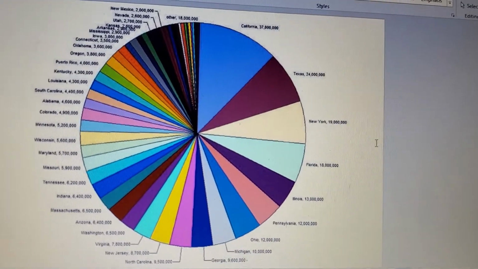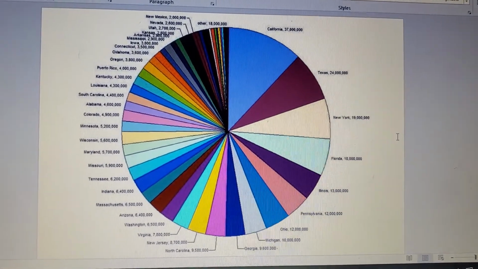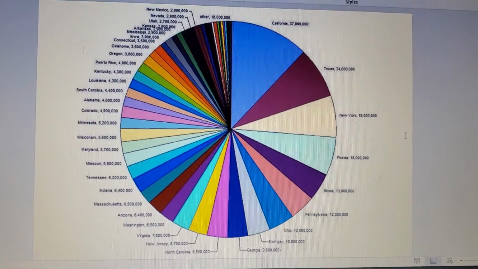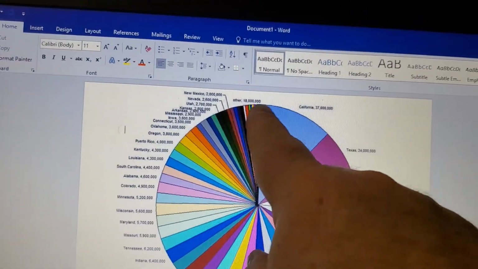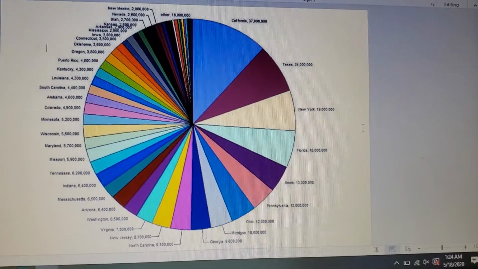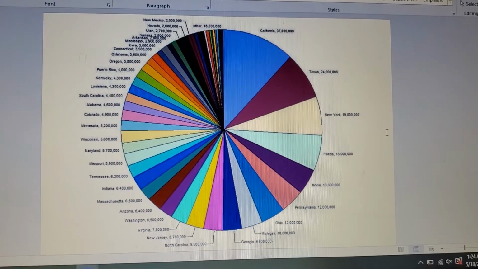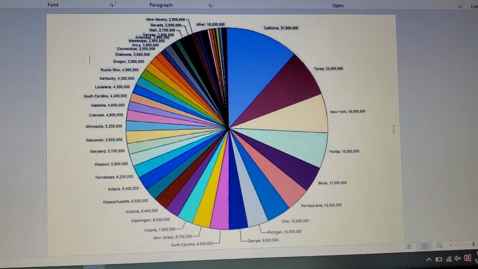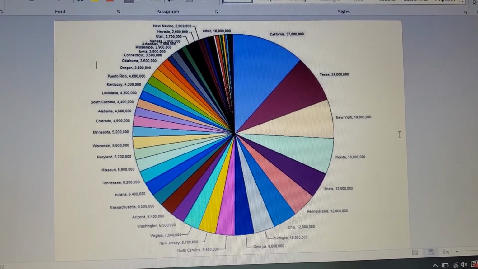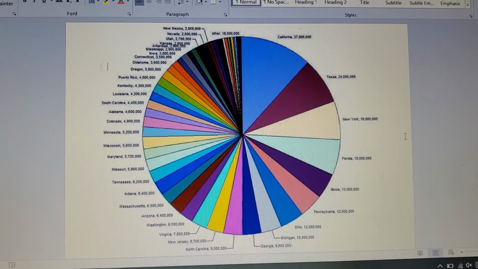So this is not a useless chart. Obviously, it represents the 50 states. I don't know how many states are actually listed because there's a group of others that are not individually labeled. So this is one that's not as effective because there are too many pie pieces, too much information, but it is usable because it is labeled.